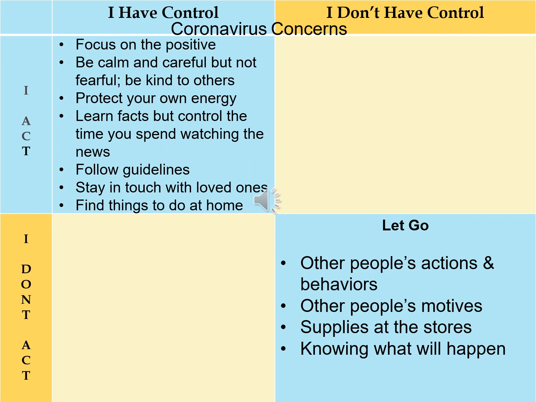And then the things to let go of are the things we really don't have control over, such as other people's actions, behaviors, other people's motives. We can't control what supplies are going to be at the stores. So instead of getting worried about how much toilet paper there is, how much chicken, it's better to step back and realize that we will get what we can as we need it. We can order online and have deliveries. And we need to also let go of knowing what will happen. It's a time of uncertainty, so acknowledging that will help us let go of that.